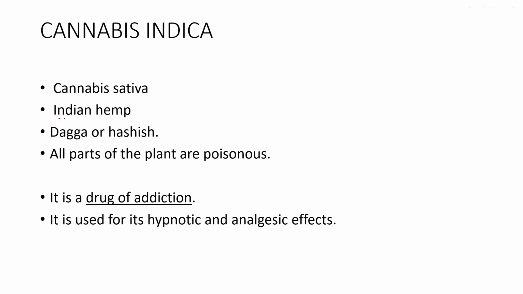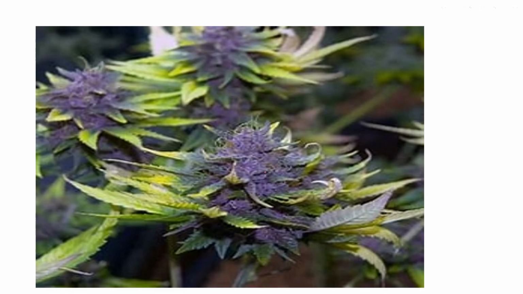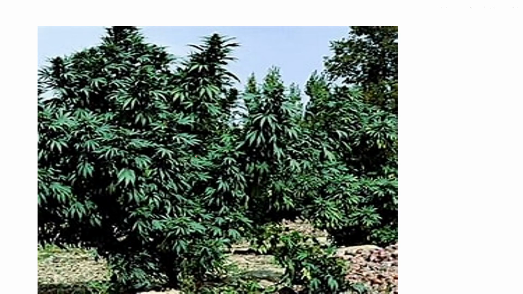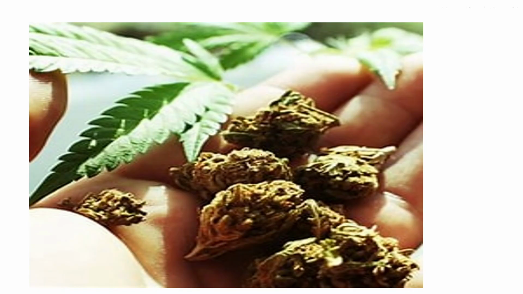So we also call it Indian hemp, ganja, or hashish, and all parts of the plant are poisonous. It's a drug of addiction, and it is also used for hypnotic and analgesic effect as well. This is the picture of the plant that's grown indoors. These are the plants of cannabis indica.